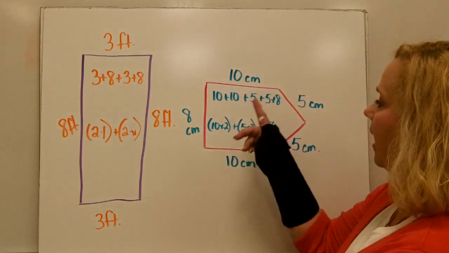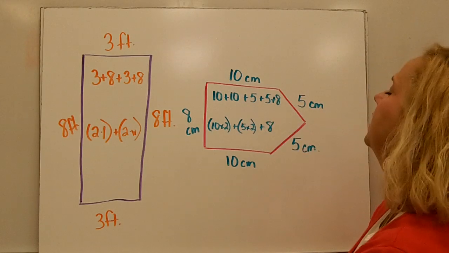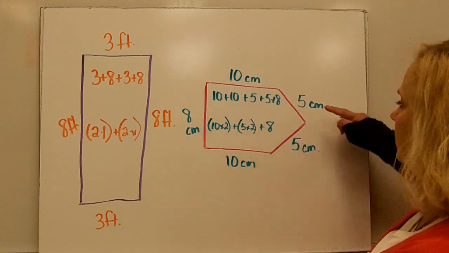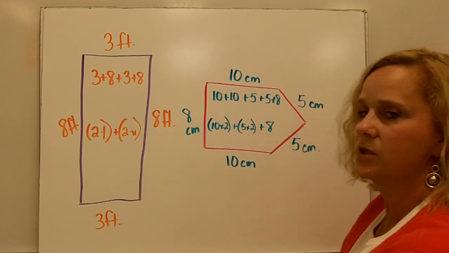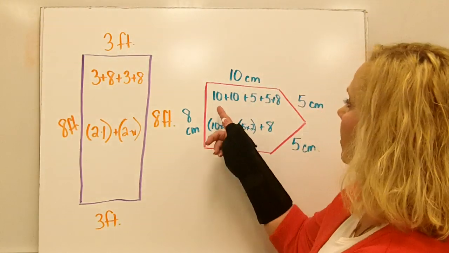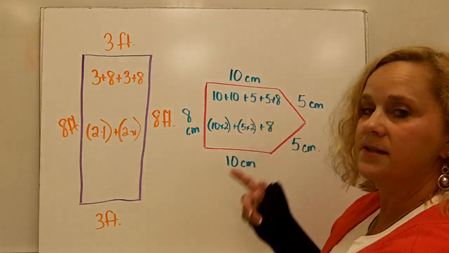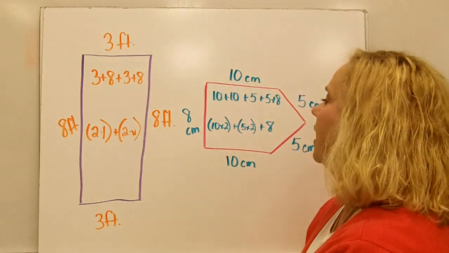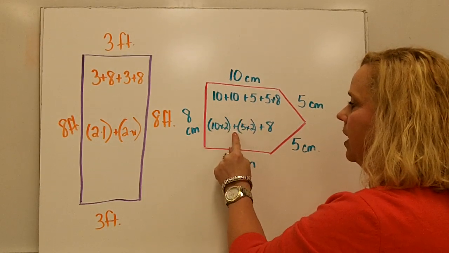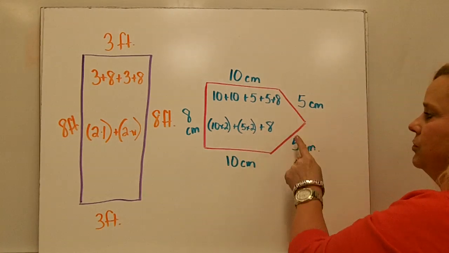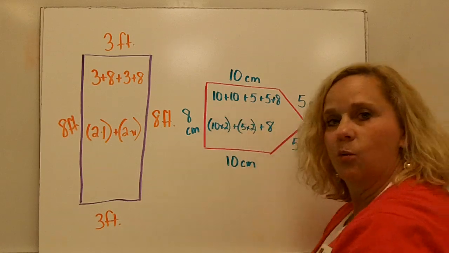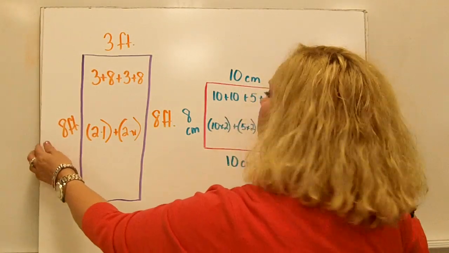Now if you look here, I have a 5-sided shape, 10 centimeters here and here. This side is 8 centimeters, and then these two sides are 5 centimeters. So to find perimeter, you add up all of the sides, and that will give you your perimeter. So I could say 10 plus 10 plus 5 plus 5 plus 8, or a quicker way to do that, I could say 10 times 2, because I have two sides that are 10 centimeters, plus 5 times 2, because I have two sides that are 5 centimeters, plus 8. So either of these ways will work for you when you're finding perimeter.